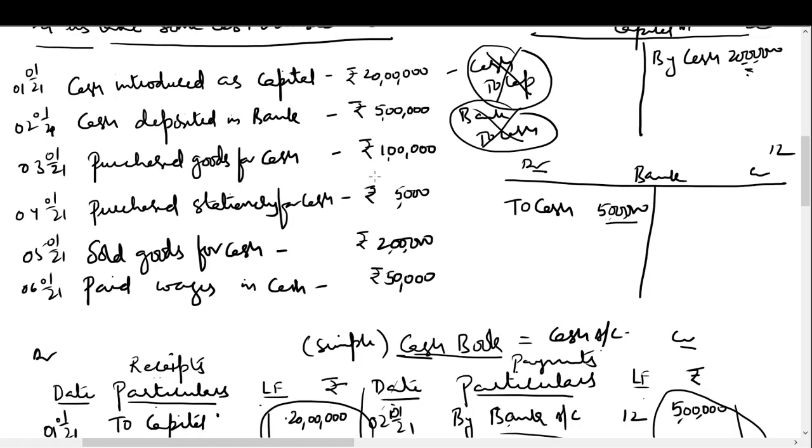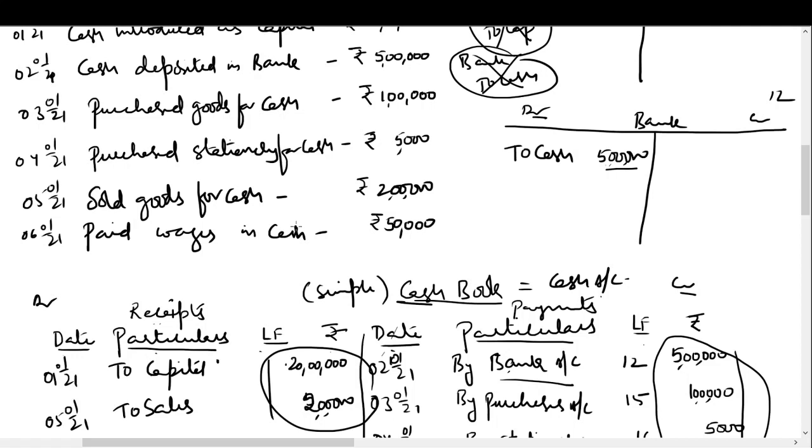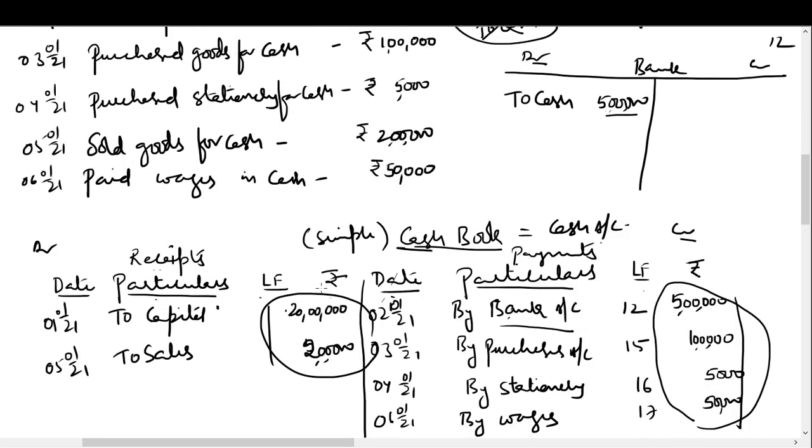Purchase goods for cash, entry would be purchases to cash, purchase account will be debited, cash account will be credited, same thing will happen here. Purchase stationery for cash, stationery to cash, stationery will be debited and cash will be credited. Sold goods for cash, entry is cash account to sales account, cash account needs to be debited, sales account needs to be credited. The same thing has happened even in here. Paid wages in cash, wages account to cash is the entry, wages account should be debited, cash account should be credited. The same thing is happening here as well.